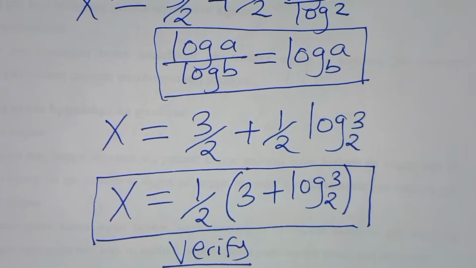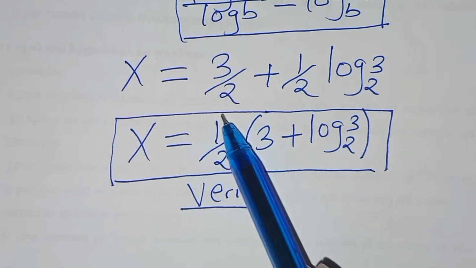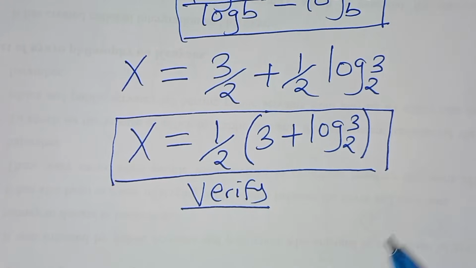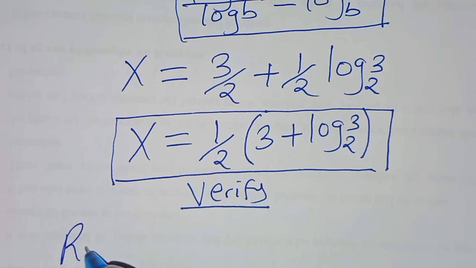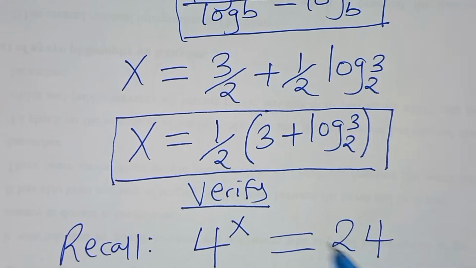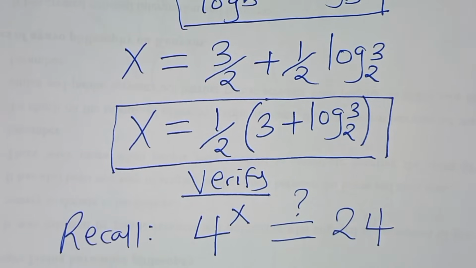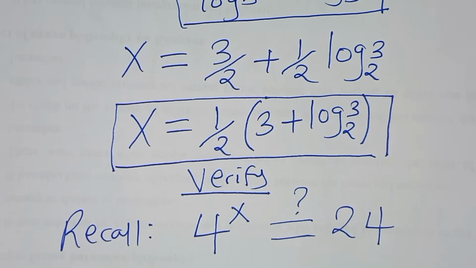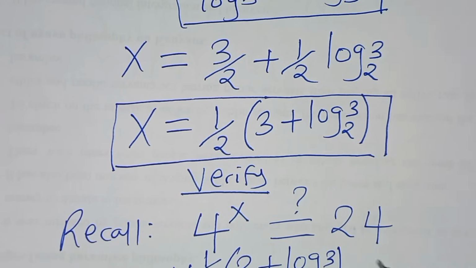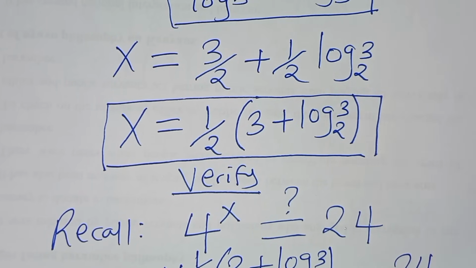Let's verify that the value of x, which is a half into the bracket 3 plus log 3 to base 2, actually satisfies the equation. Now if you recall here, 4 to the power x should give us a value of 24. Let's check if this is true. Let's substitute the value of x. So here we'll have 4 to power a half into the parentheses 3 plus log 3 to base 2. They should give us a value of 24.